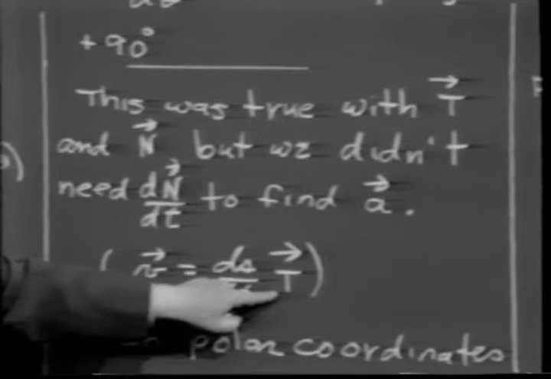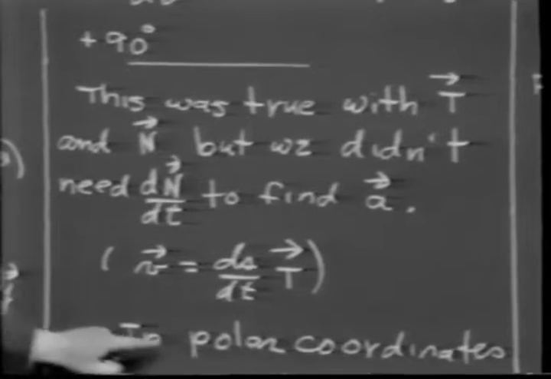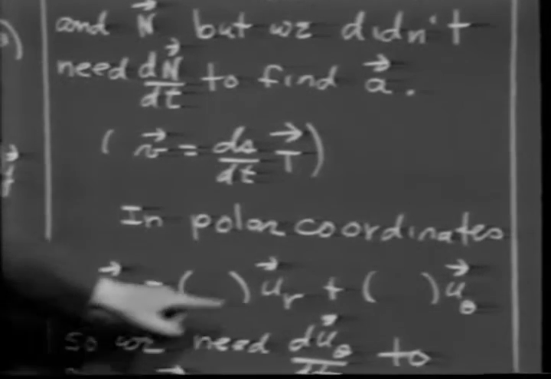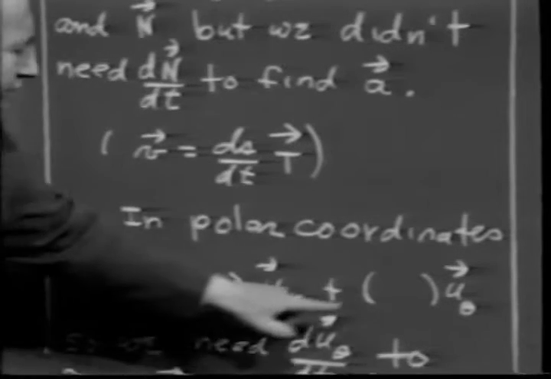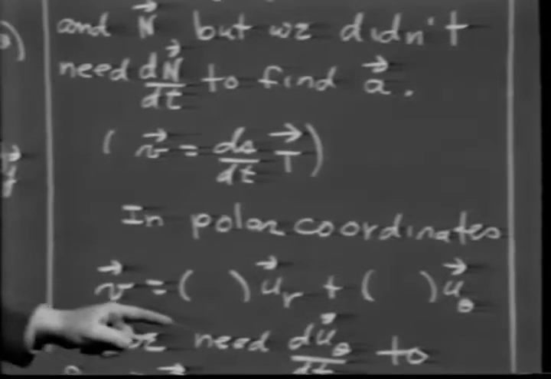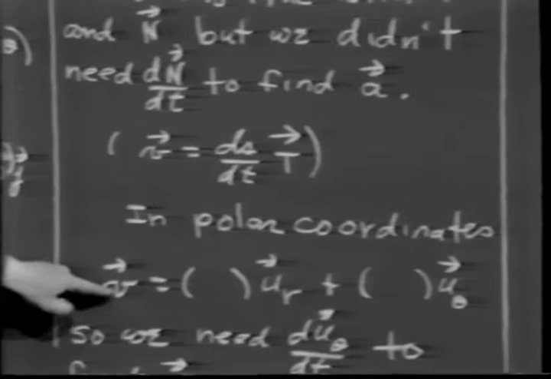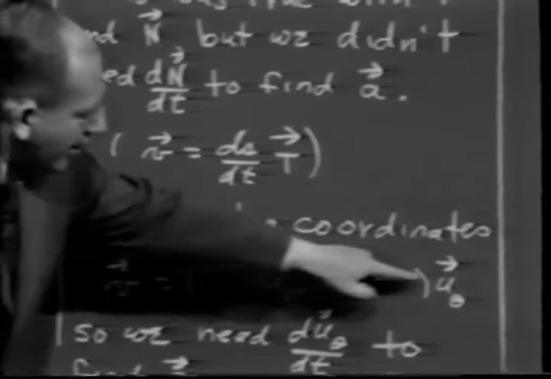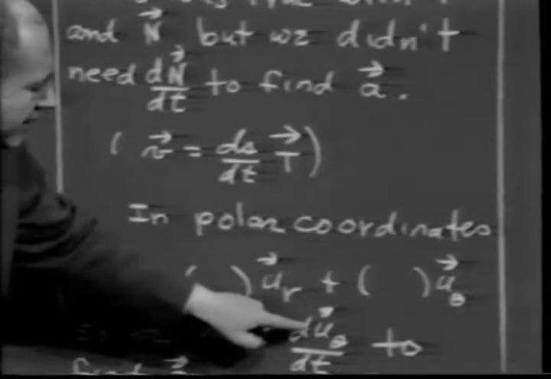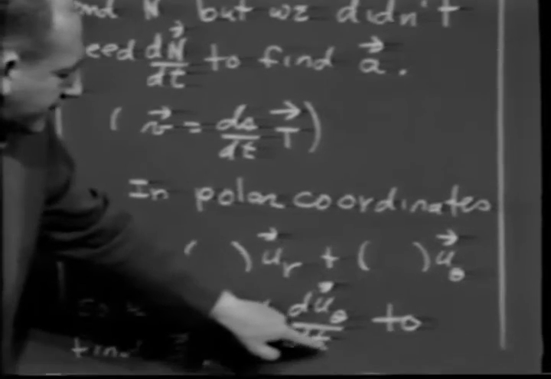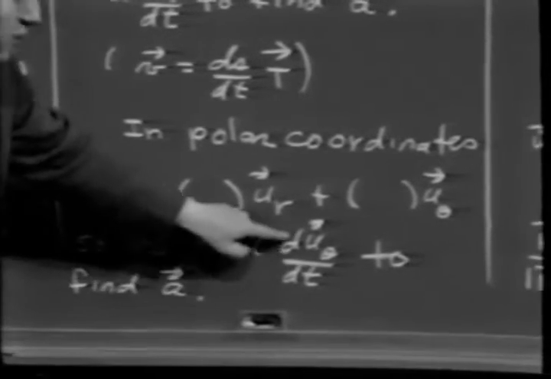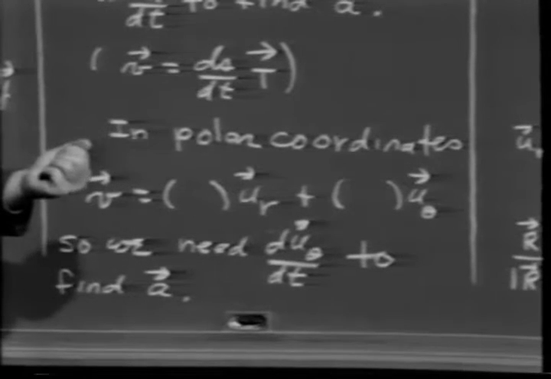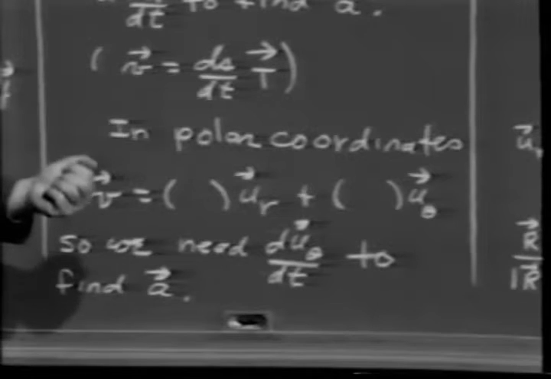The coefficient of n was 0. In polar coordinates, notice that v in general will have both a u sub r and a u sub theta component. Therefore, to compute a, I have to differentiate v with respect to t. That means, among other things, I'm going to have to take the derivative of u sub theta with respect to t. By the chain rule, that's going to be the same as taking the derivative of u sub theta with respect to theta times d theta dt.